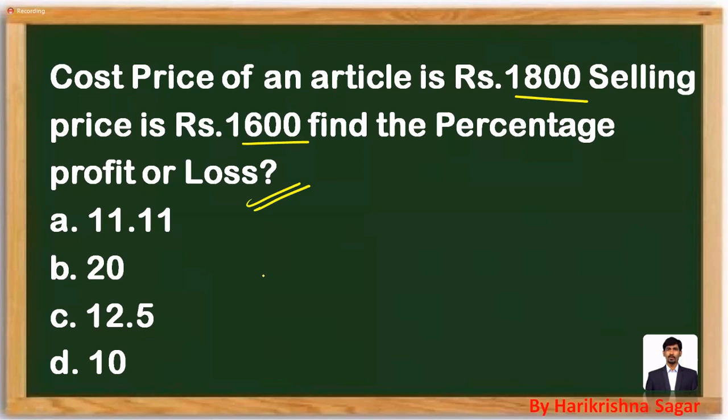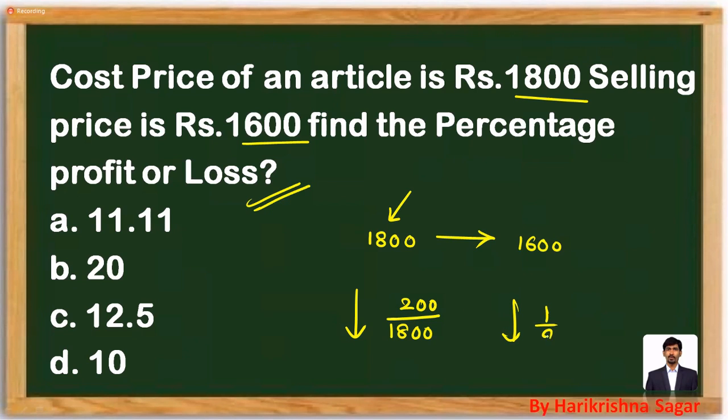They are expecting us to find out the percentage profit here. The cost price is 1800 and the selling price is 1600. So what is the percentage profit is the question. Cost price is 1800. On top of 1800, there is a decrease of 200.